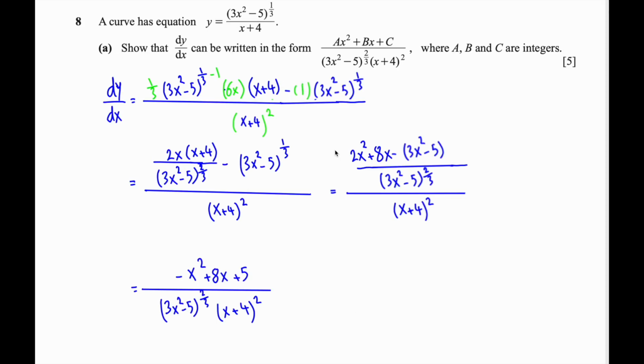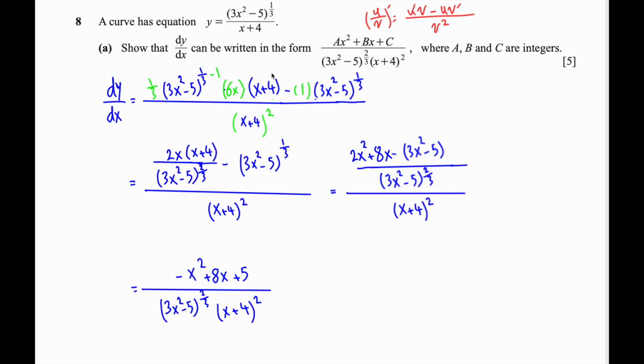Question number 8. We're given the equation of a curve, and in part A, I have to show that dy by dx can be written in this form where a, b, and c are integers. Since this is a fraction, obviously I have to use quotient rule. The quotient rule says if you're dealing with a fraction and you want to take the derivative of that, all you have to do is raise the denominator to the power of 2, take the derivative of the numerator, multiply that by the denominator, and minus the numerator times the derivative of the denominator.